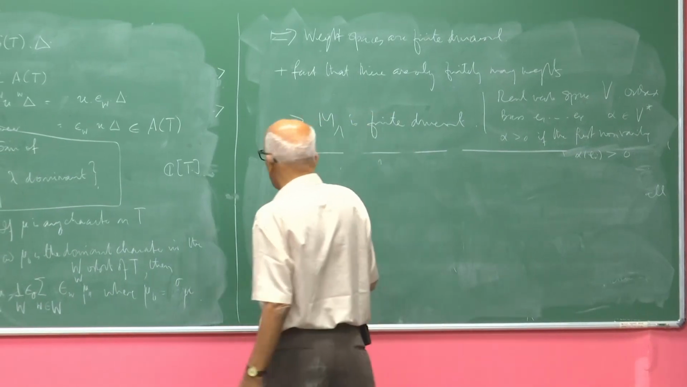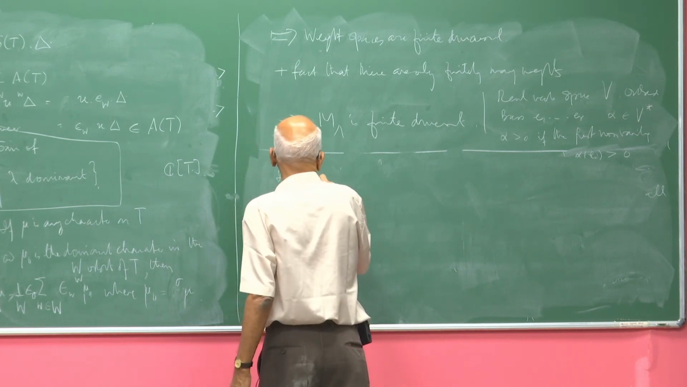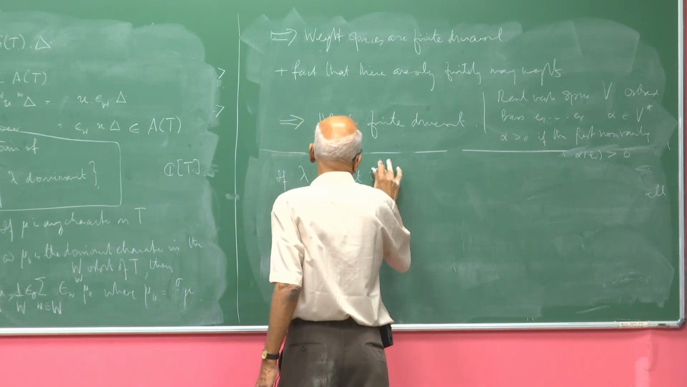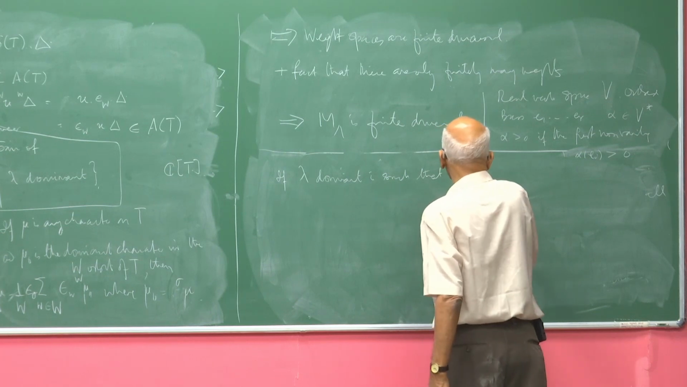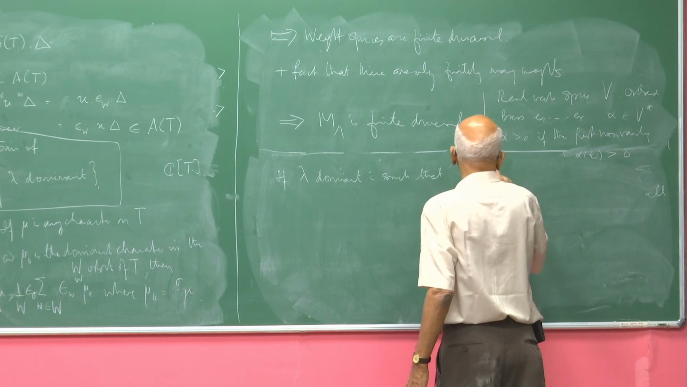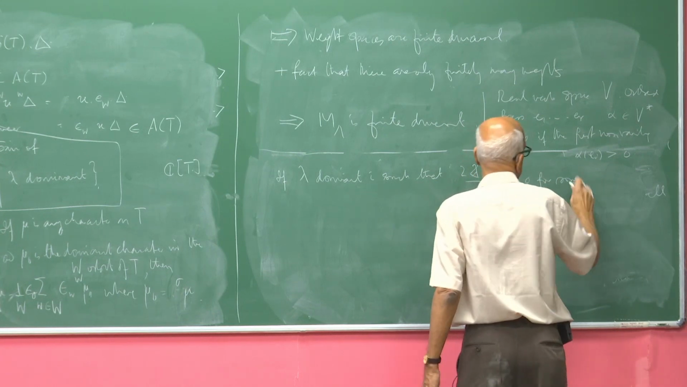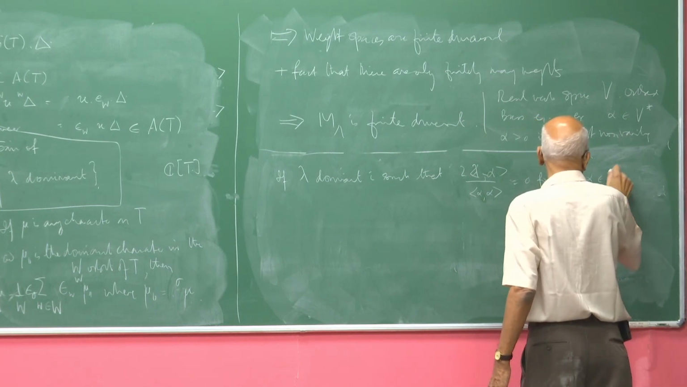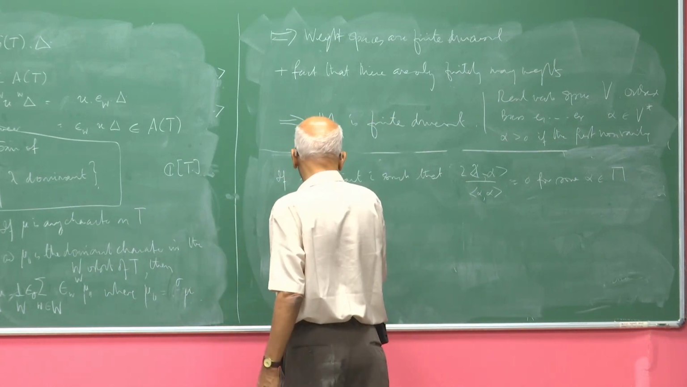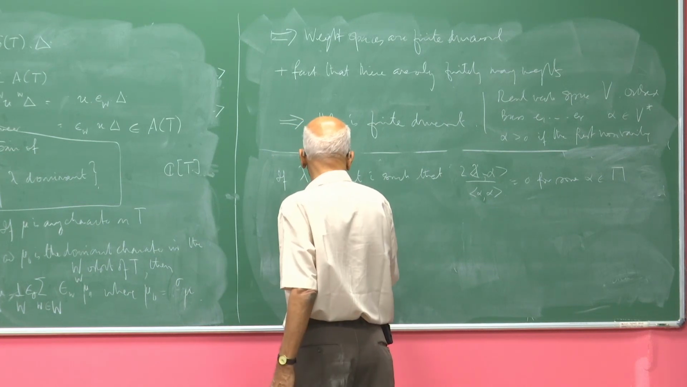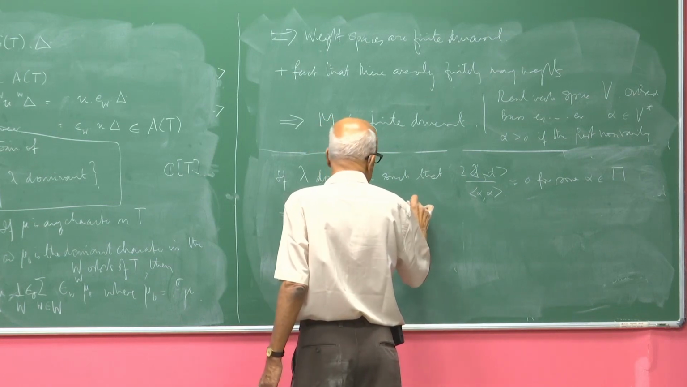The first remark I want to make is the following: if lambda is dominant and is such that 2 (lambda, alpha) over (alpha, alpha) is 0 for some alpha in pi, if this happens, then our averaging process, the sum over w of epsilon(w) w lambda, lands you in 0.